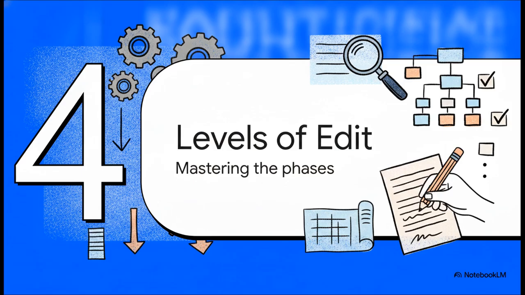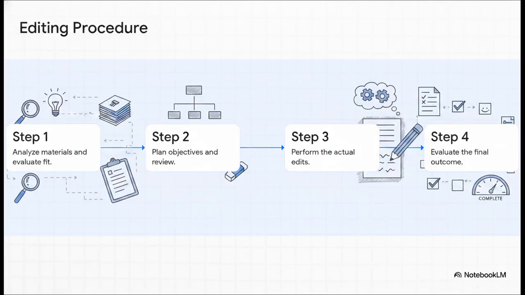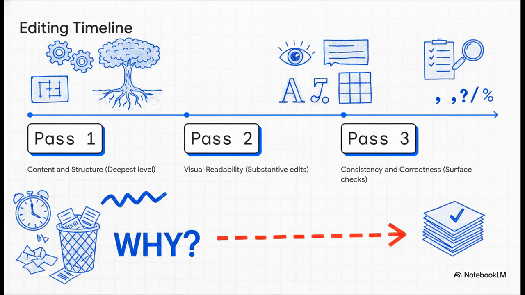Okay, down into the tactical trenches now. Section 4, Mastering Levels of Edit. Editing is a highly structured, planned procedure. It's not just randomly attacking a draft with a red pen. Step 1 is analyzing the materials and evaluating their fit for the audience. Step 2 is planning your objectives and making sure to review that plan with the author. Only in Step 3 do you actually dive in and perform the edits before finally moving to Step 4 to evaluate the overall outcome.